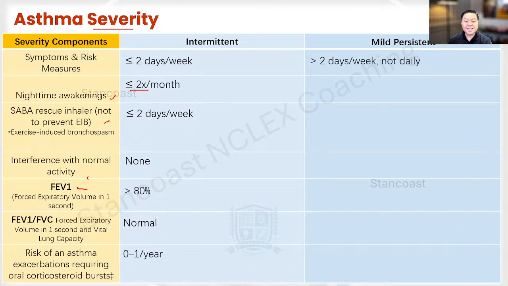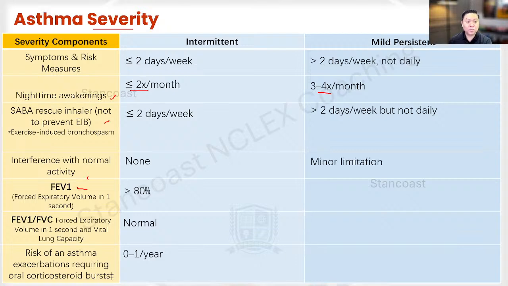Now, as far as the nighttime awakening, the person is not really going to be awakened nightly. However, they might wake up at least 3 to 4 times a month. Okay, and they're awakened because of the shortness of breath. Now, as far as the SABA use, or the short-acting bronchodilator, they're probably going to be using this more than twice a week, but not every day.